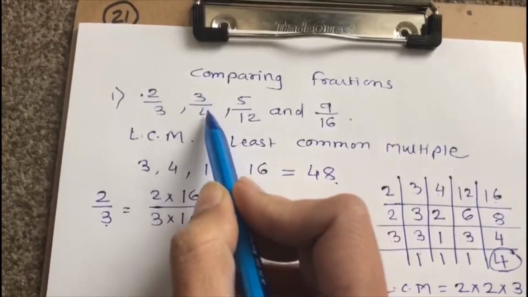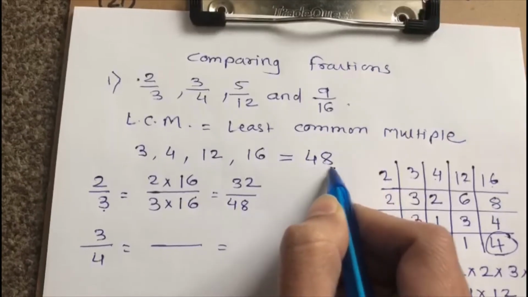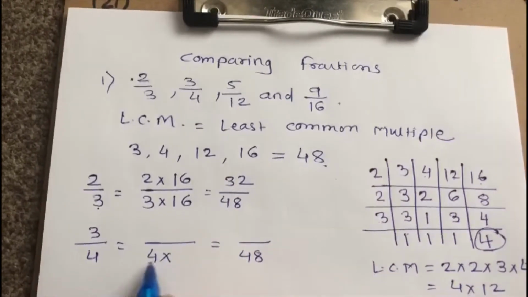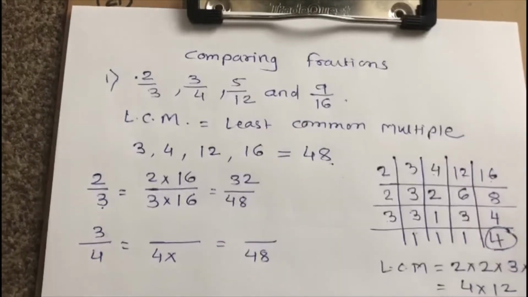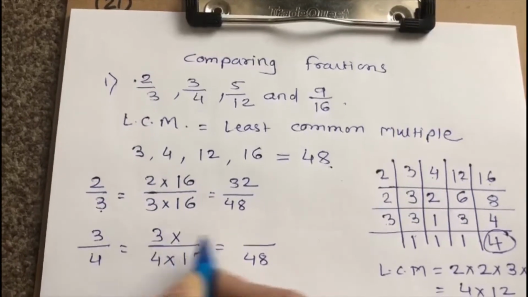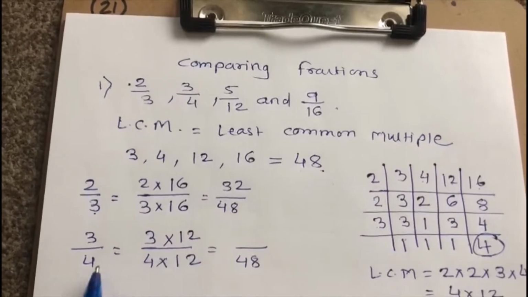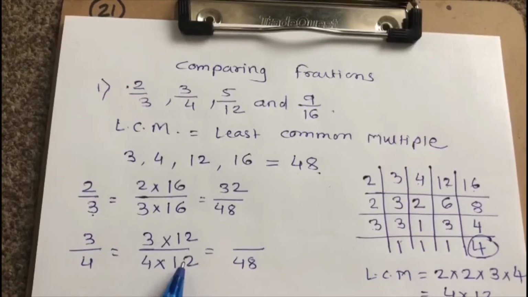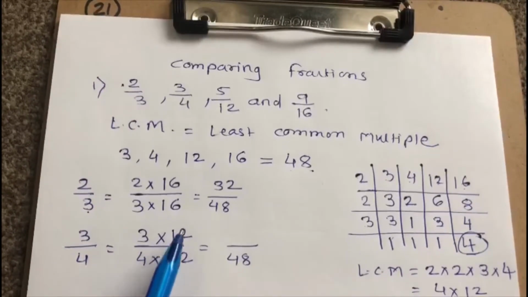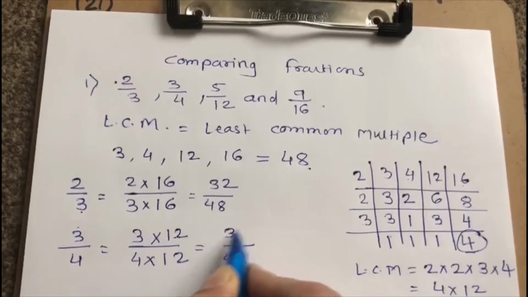Now the second fraction is 3 by 4. As I want the denominator as 48, because it is the LCM of these four numbers, I have to multiply this denominator by 12 and I have to multiply this numerator also by 12, because when we multiply the denominator by any number, then we have to multiply the numerator by that same number, so that the value of this fraction will not change. So 12 times 3 is 36.